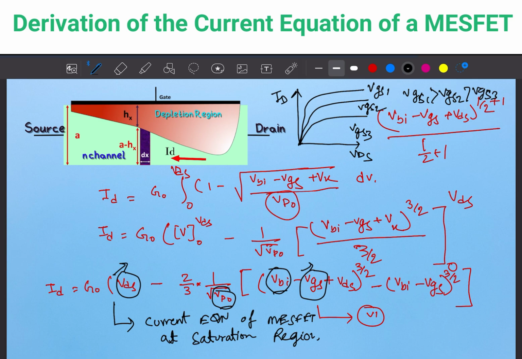Okay, so that's all from this video. This is the derivation of the current equation of the MESFET at saturation region. In my next video, I will calculate the drain conductance and the transconductance. The formula is the same. Gm, the transconductance, will be delta ID by delta VGS, and the drain conductance GD will be delta ID divided by delta VDS.